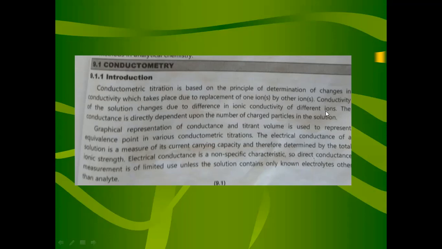Different ions have their own capacity to flow the current through the solutions. So the conductance is directly depending upon the number of charged particles in the solutions.